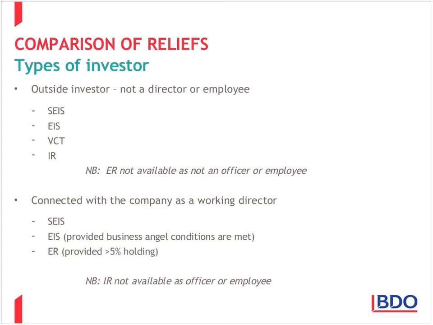And so this new relief, investors relief, as Chris mentioned, is really an excellent backup if you find that you don't qualify under the venture capital reliefs, maybe because of the type of trade, maybe because it's outgrown its size limits or some of the other EU limits. So I think IR will become a very valuable relief. The next one there is where you're connected with the company as a working director. So that's still possible to get CDIS and EIS, and also to get ER provided there's a more than 5% holding. But obviously investors relief is not available in that situation as an officer or employee.